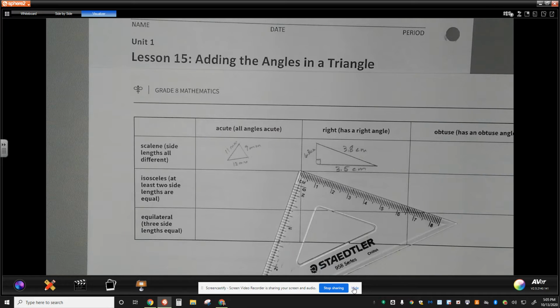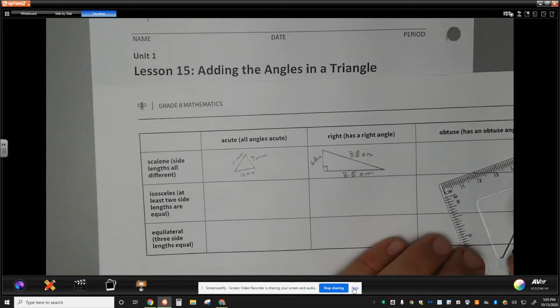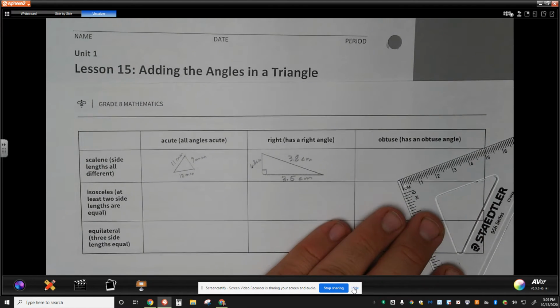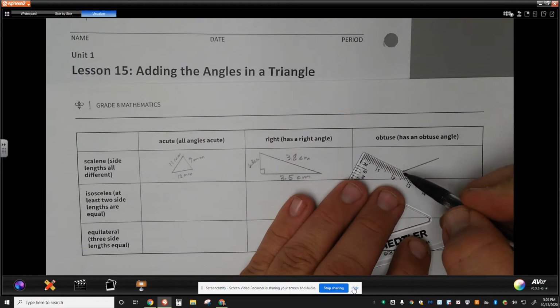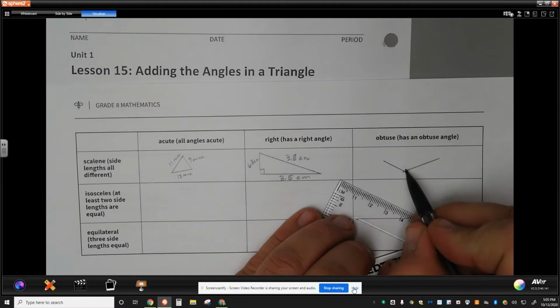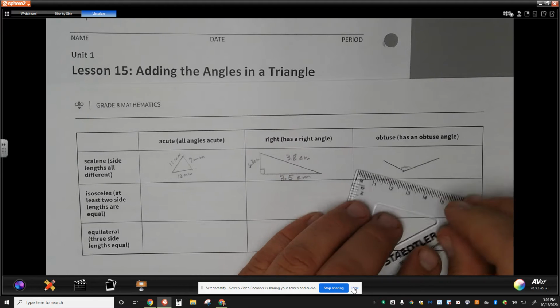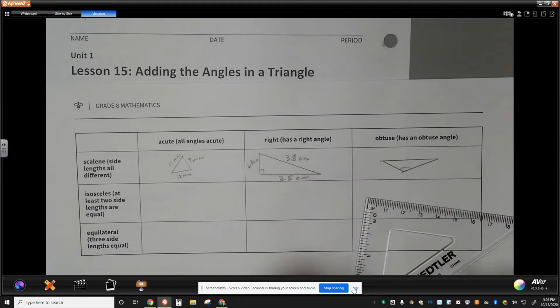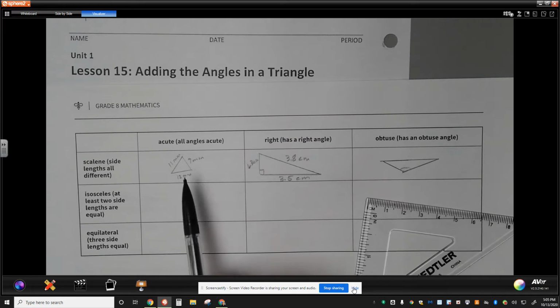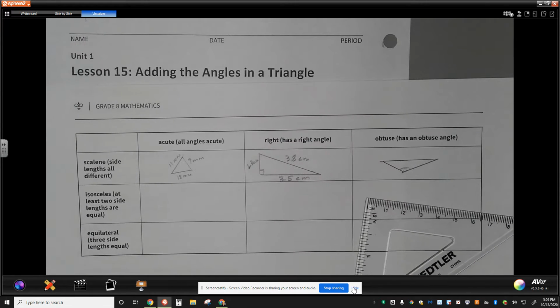Now, what about that obtuse? Now, this one hopefully will be kind of easy to draw. We'll go ahead and make this side long and this side long, remembering that this angle right here has to be greater than 90 degrees. And with this side over here, we can see that all three side lengths are definitely different. Right, so there is a scalene triangle. All the sides are of a different length: acute, right, and obtuse.